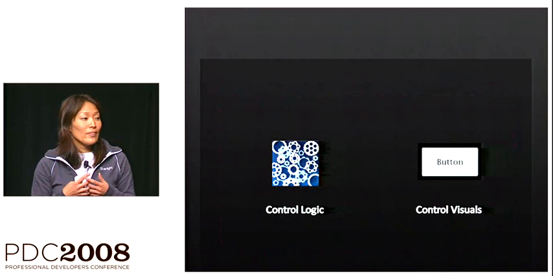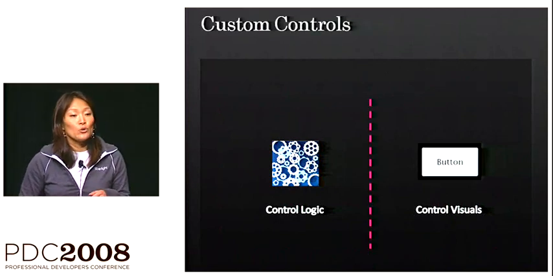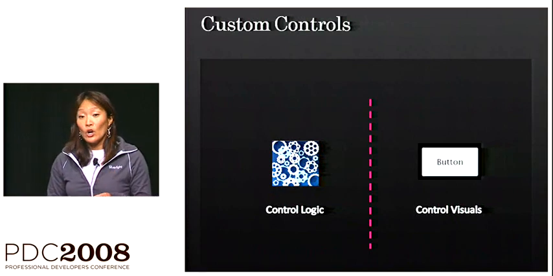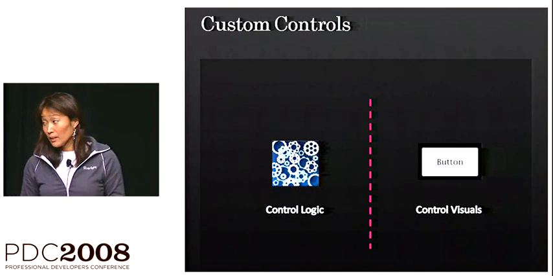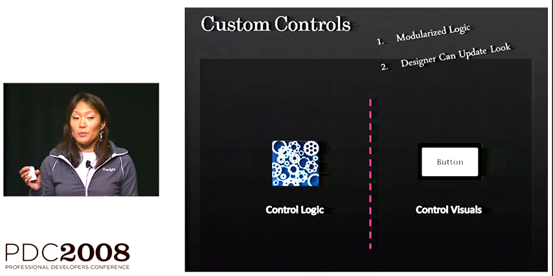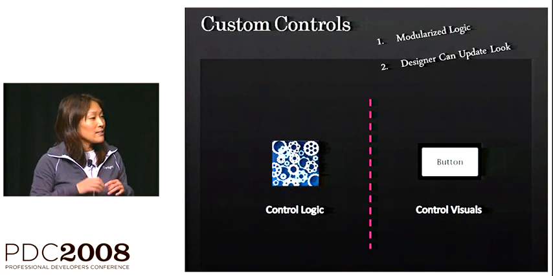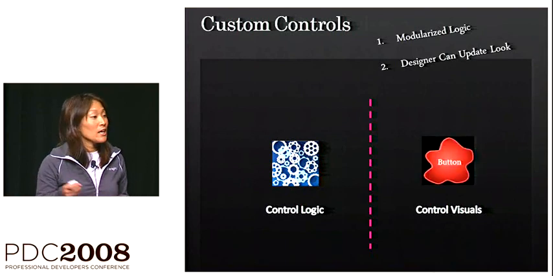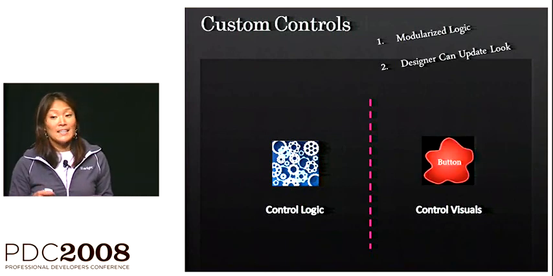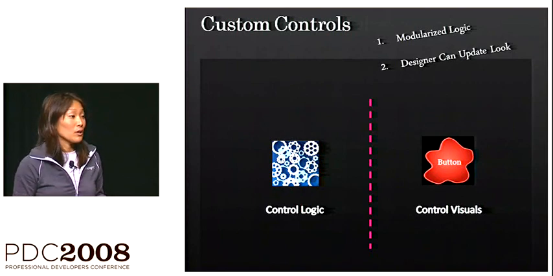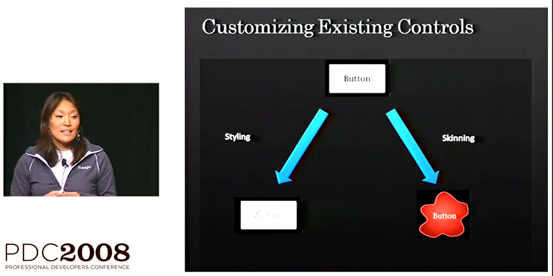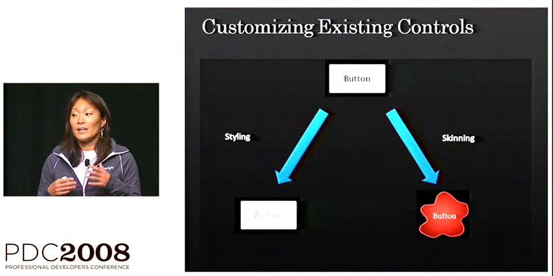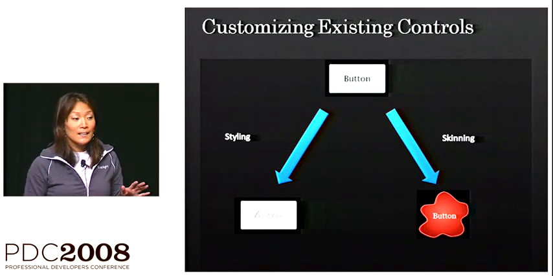But there are cases where you don't want that tight coupling between the visuals and the logic. You actually want a strong separation between the code and the XAML. And you do that in Silverlight 2 with custom controls. And the goal here really is to enable a developer to create a piece of modularized logic that's independent from the visual look, which means that later designers can come in and change the visual look of that control without needing access to or needing to modify the code directly. So that's custom control. Now, if you have one of these custom controls, there's two different ways for a designer to change the look of that control. You have styling and you have skinning.